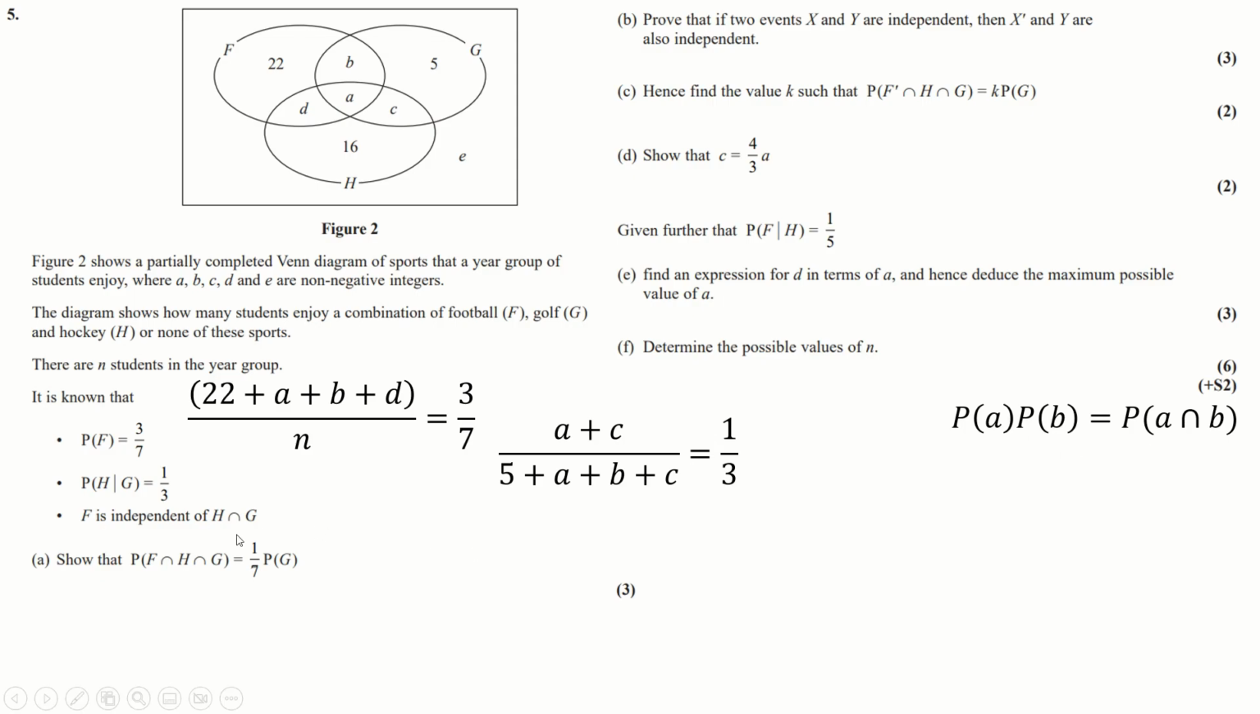So if F is independent of this, that means P of F times P of H and G is equal to P of F and H and G, I guess we can say.